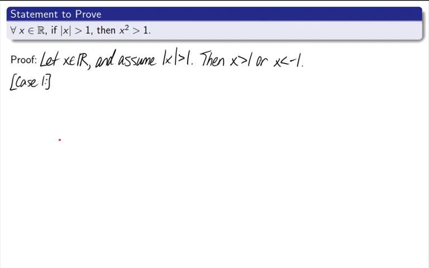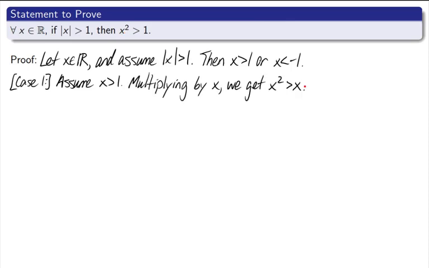For case 1, let's assume that X is greater than 1. Assume X is greater than 1, and I'm trying to show that X squared is greater than 1. The usual technique here is multiply by something, so in this case I'll multiply by X. Multiplying by X, we get X squared is greater than X. But now look, X squared is greater than X, and X is greater than 1. Thus, X squared is greater than 1.